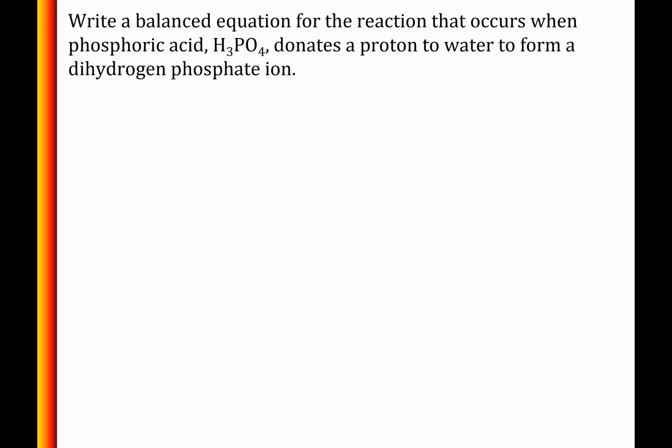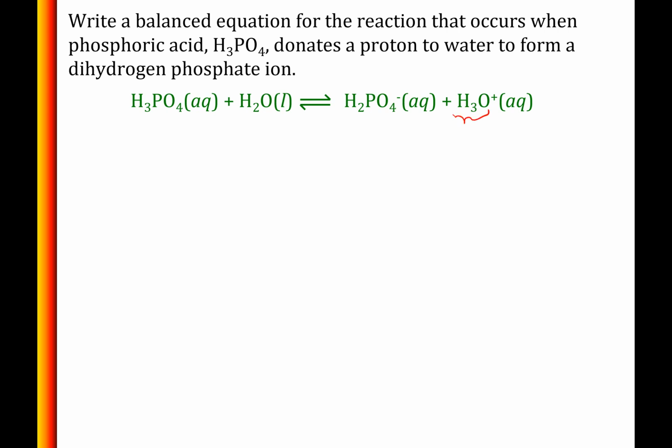Okay, so let's take a look at this one. It's asked us to write the basic acid-base reaction that occurs when H3PO4 donates a proton to water to form a dihydrogen phosphate ion. Start from writing what we know. We know that we're donating a proton to water, so we have H3PO4, our acid, reacting with water. That would be your reactants. Now we want the acid to give up a proton to water, so we know one of our products will be H3O plus.